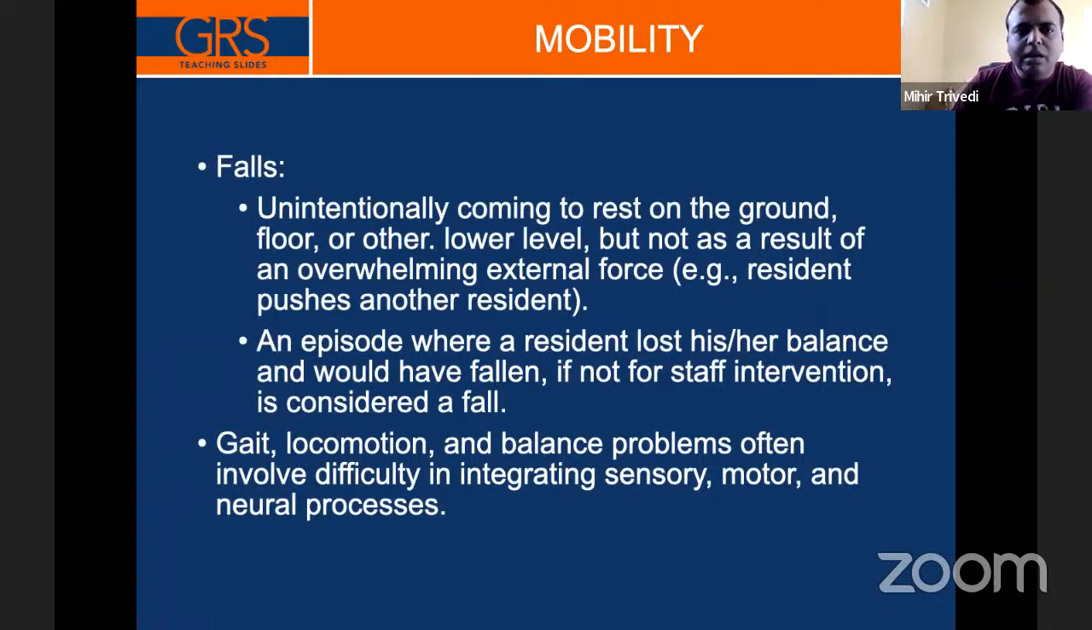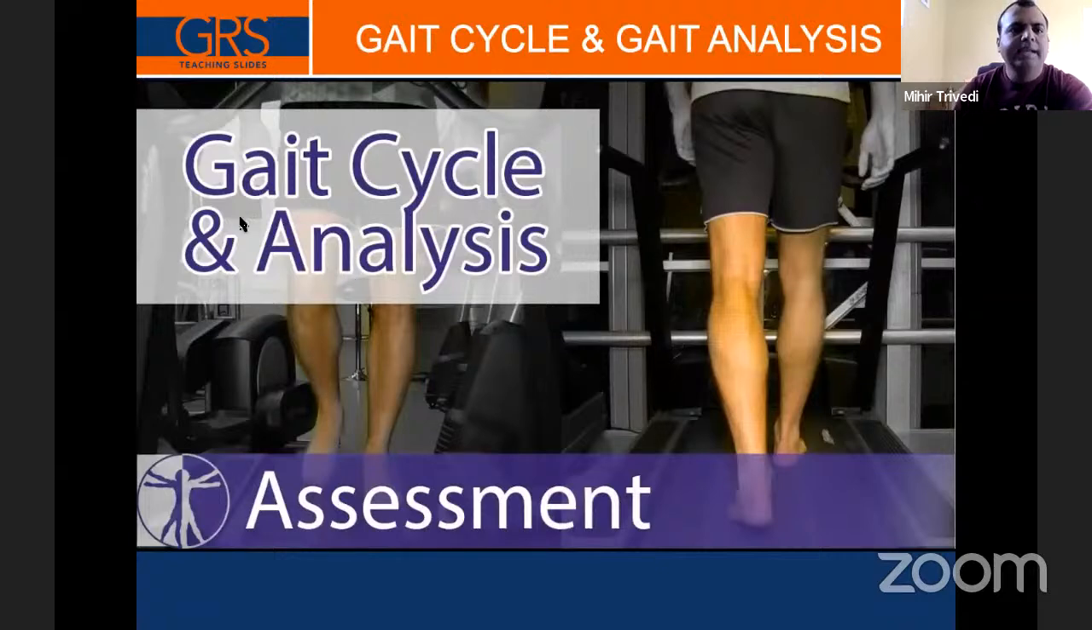So gait, locomotion, and balance problems often involve difficulty in integrating sensory, motor, and neural processes altogether. Falls and balance are all bigger topics. I can speak on all those topics all day long, but unfortunately, due to the time constraint we have here today, that's for another day. So let's move ahead and talk about gait cycle analysis.